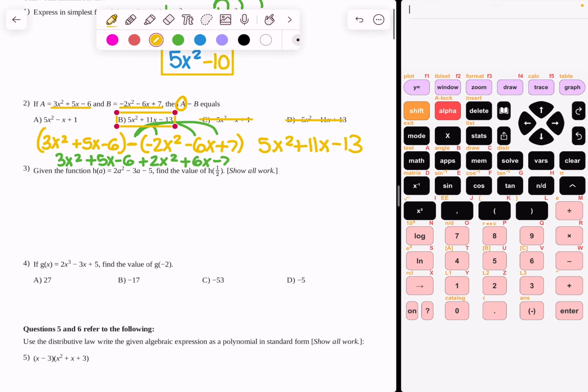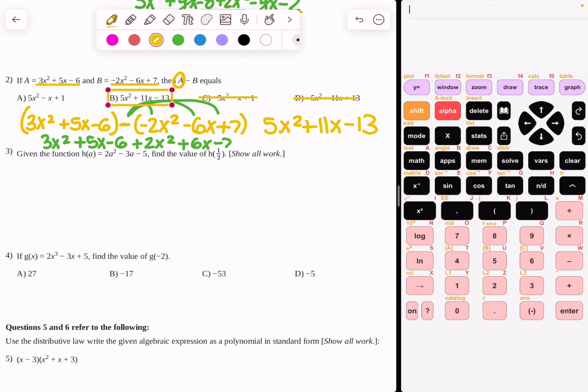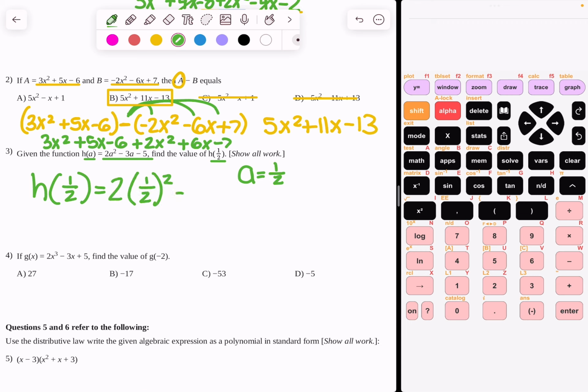All right, let's look at number 3. Given this function, find the value of h of 1/2. What that means is that A, which used to be in the parentheses, you see A used to be in the parentheses, but now we have a 1/2 in the parentheses. This means that A equals 1/2. So if we're trying to find h of 1/2, that means we have to take this expression, and anywhere we see A, we are going to replace it with 1/2.